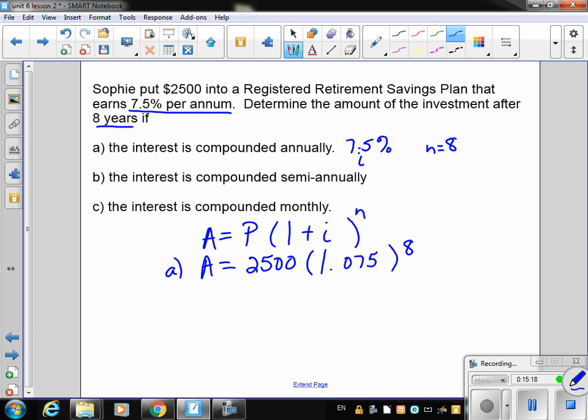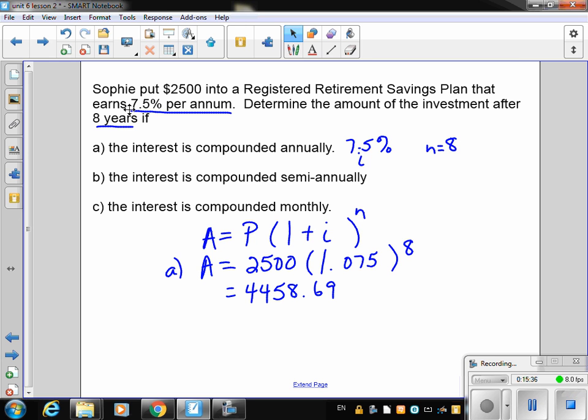Okay, let's type it into a calculator. $2,500, power of 8. $4,458.69. Pretty good. That's a pretty good interest rate.